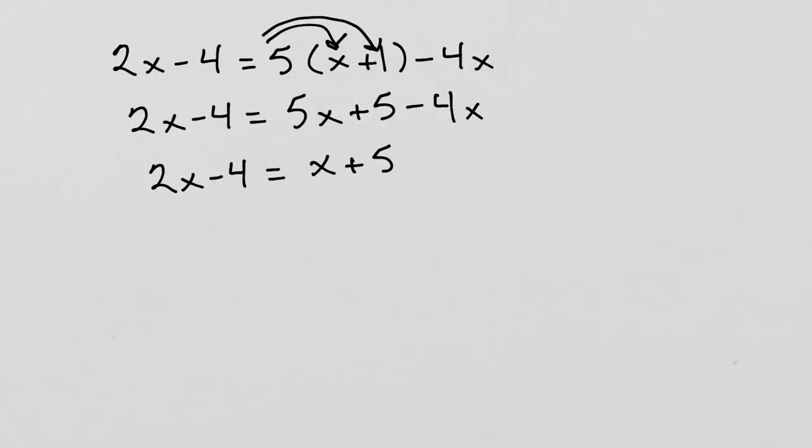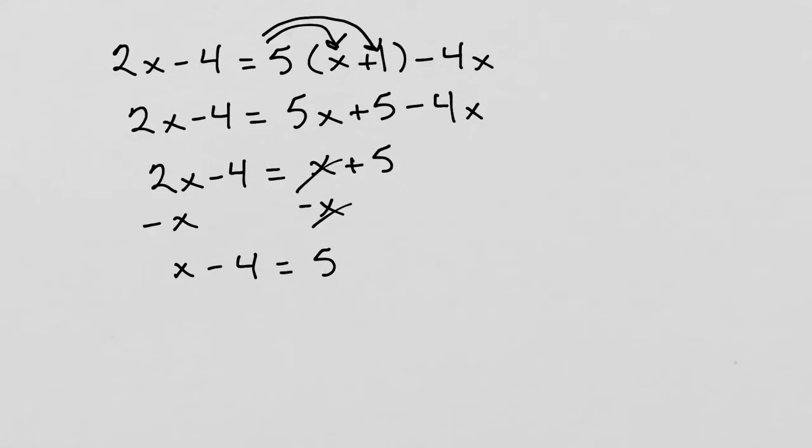I will move the x to the other side of the equation by subtracting x from both sides. The x will cancel out. 2x minus x is x. So we now have x minus 4 equals 5. Now we have simply a one-step equation.